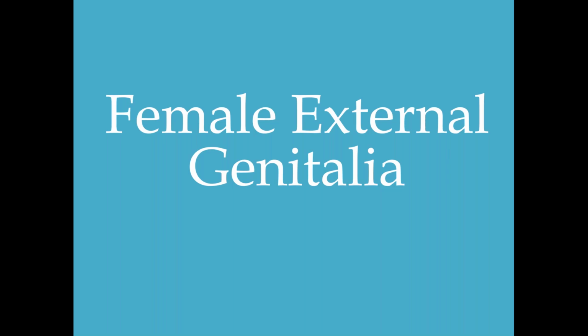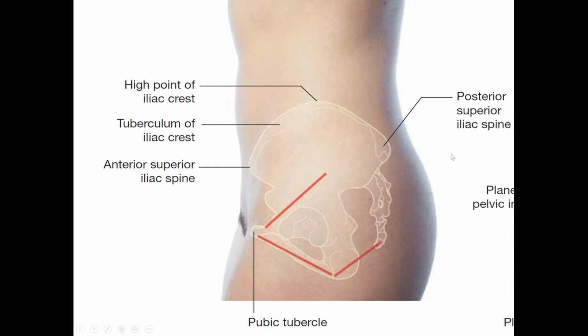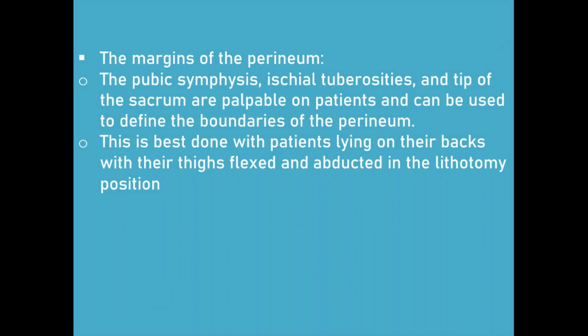First, we'll start with the female external genitalia. This is about how to define the margin of the perineum. You can imagine this is the pelvic border, this is the posterior superior iliac spine, and this is the anterior superior iliac spine. What is the margin of the perineum? The pubic symphysis, ischial tuberosities and tip of the coccyx are palpable on the patient and can be used to define the borders of the perineum. This is best done when the patient is lying on their back with the hips flexed and abducted in lithotomy position.